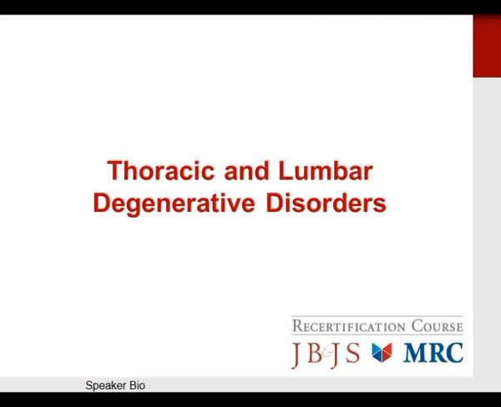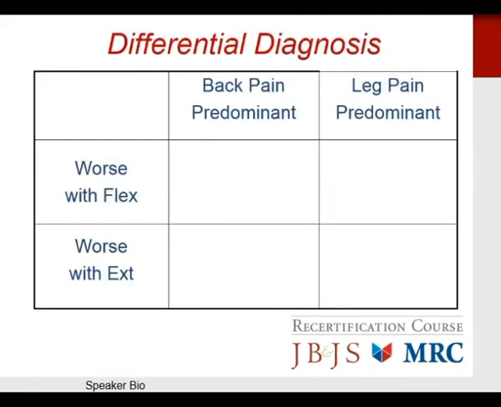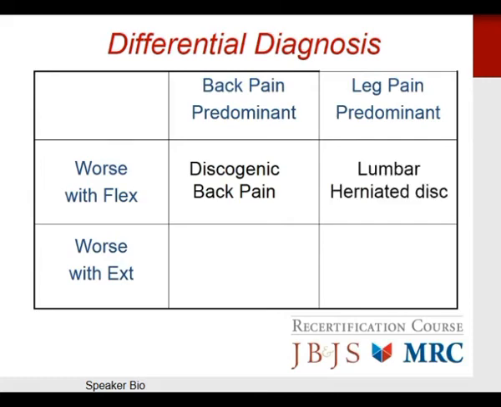Thoracic and lumbar degenerative conditions. If a patient presents with back pain, we can create a differential diagnosis. If the back pain is worse with flexion, it's typically discogenic. If it's leg pain predominant that's worse with flexion, then usually the disc is pushing on a nerve causing leg pain. It's usually a herniated disc.